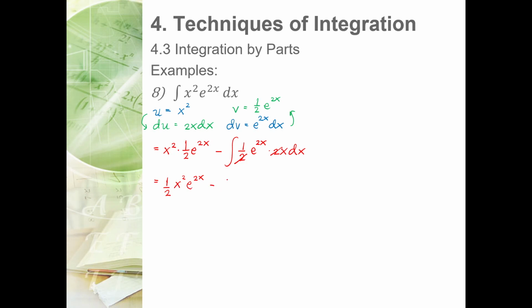Okay. Then since we don't have any constant anymore, this becomes the integral of x e raised to 2x dx. So notice that it's still algebra against an exponential function. So you need to repeat the integration by parts again. So it could be that you use 3 integration by parts processes in one integral equation, depending on the degree.